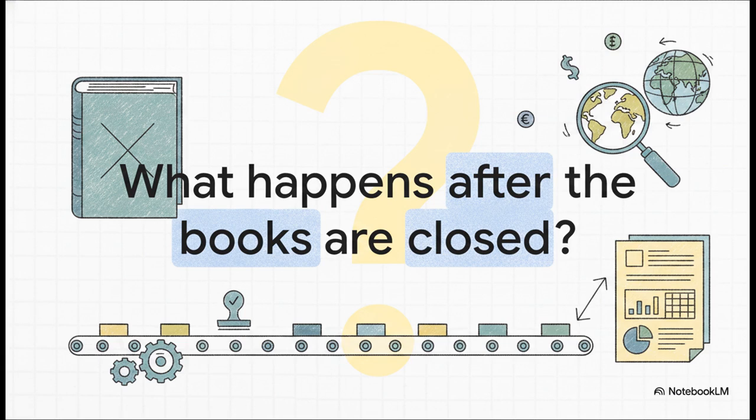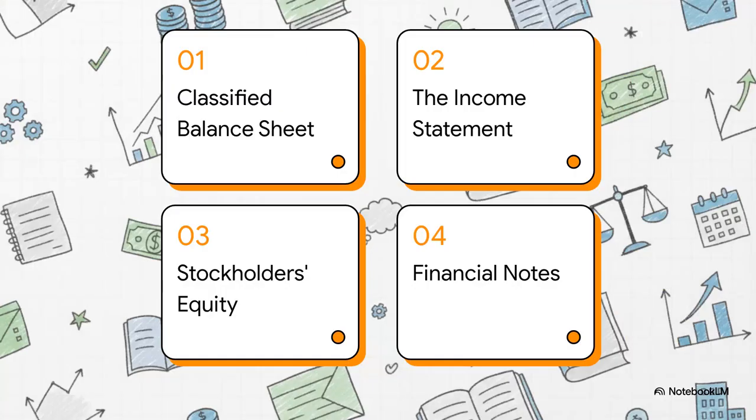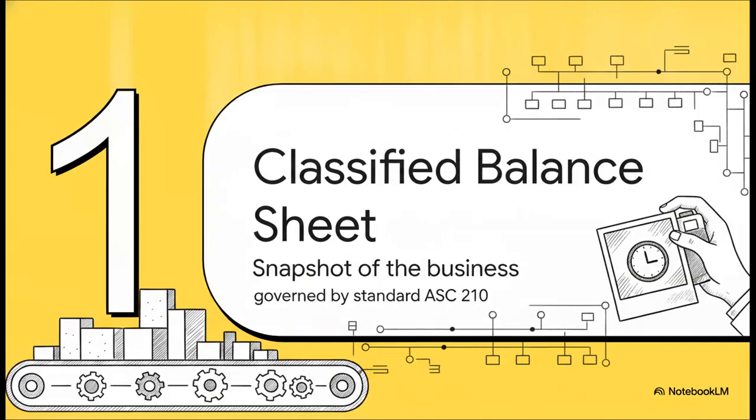It's really the starting point of an accounting assembly line where we build the final deliverables that the outside world actually sees. Here is our roadmap for the assembly line today. We'll hit the classified balance sheet, decode the income statement, track stockholders' equity, and finally, dig into the essential financial notes. All right, stop number one, the classified balance sheet.